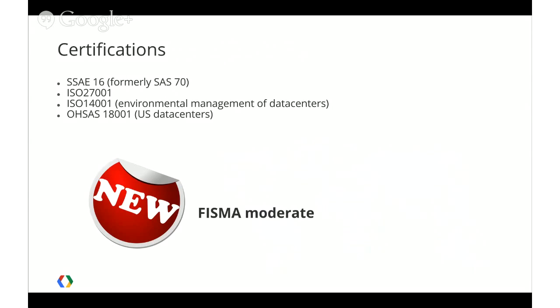It's because we now have FISMA Moderate covering Google App Engine, as well as our entire Google Apps suite. So we have FISMA Moderate as well as these other certifications: the former SAS 70, which is now SSAE 16, and ISO 27001, which is security related, as well as work safety for data centers. So we've got all these different types of certifications.